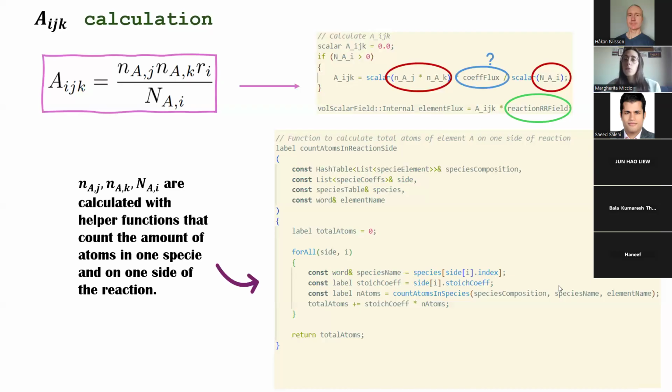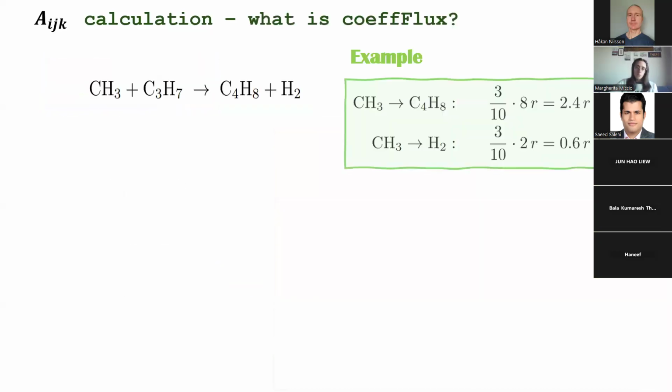At this point, we observe in the code a new quantity, which is coefficient flux, which is multiplying the element flux we computed in this way previously. What is this coefficient flux? To understand what the coefficient flux is, let's have a look at this example, the example we saw previously.